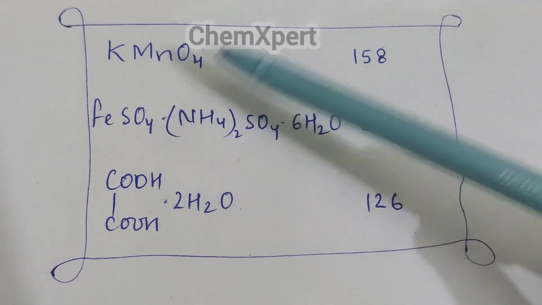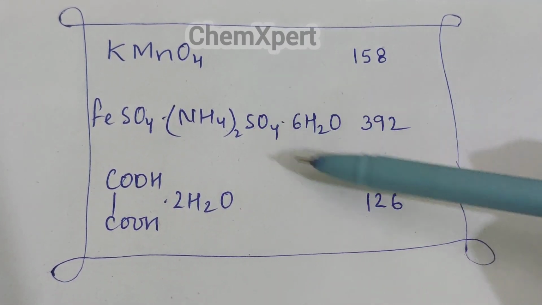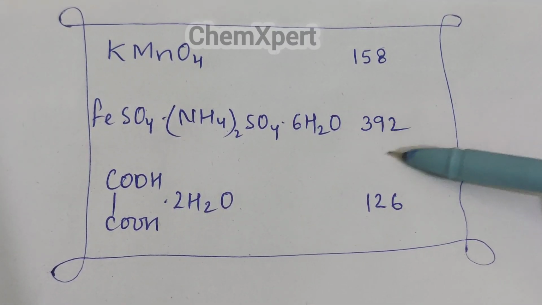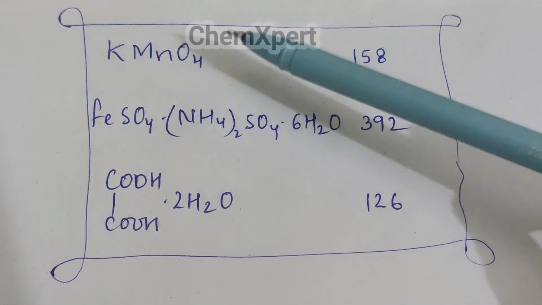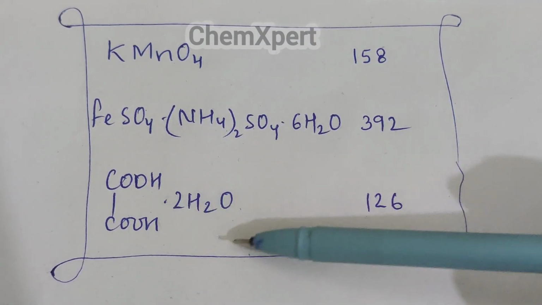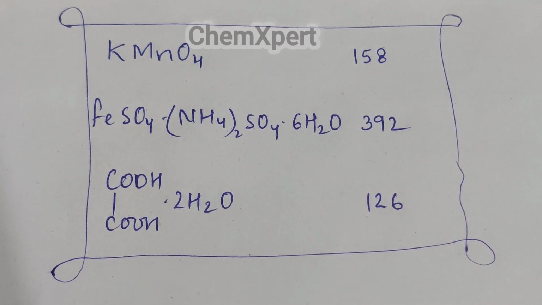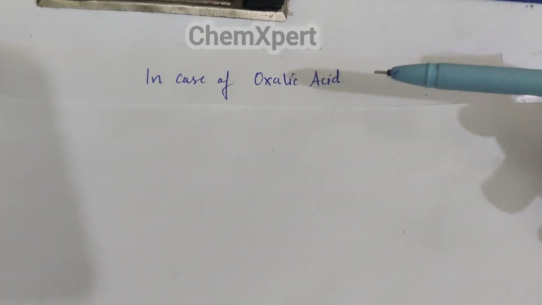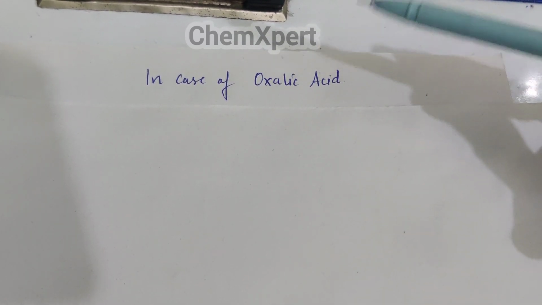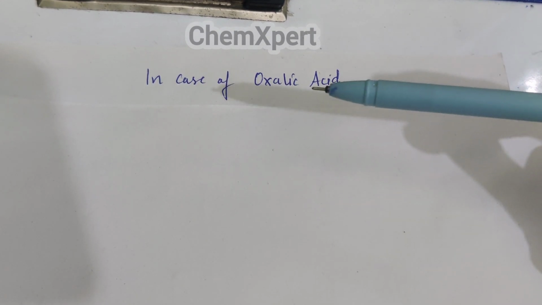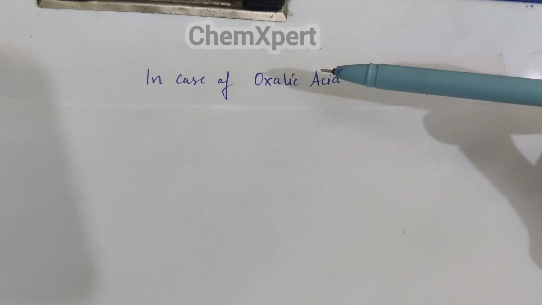This is Mohrs salt, a combination of two salts, ferrous sulfate and ammonium sulfate, .6H2O. It contains 6 water of crystallization and the molecular mass here is 392. Similarly, oxalic acid, one more titration is between KMnO4 and oxalic acid. So here it is a dihydrate salt and the molecular mass is 126. Now the one difference in the case of oxalic acid titration is that in Mohrs salt we do not heat the solution, but in oxalic acid the mixture which we take in the conical flask, that is the oxalic acid and the dilute H2SO4, is heated.